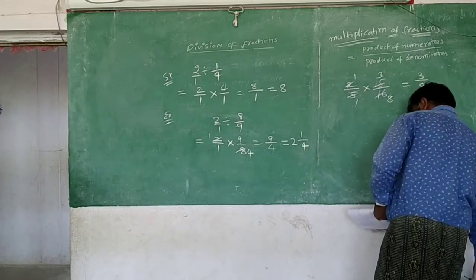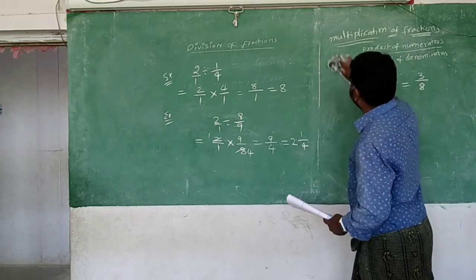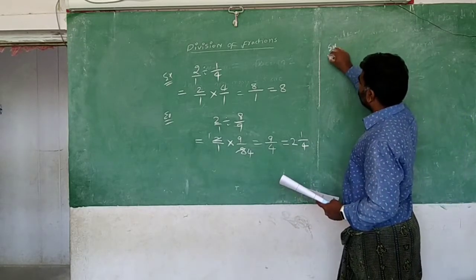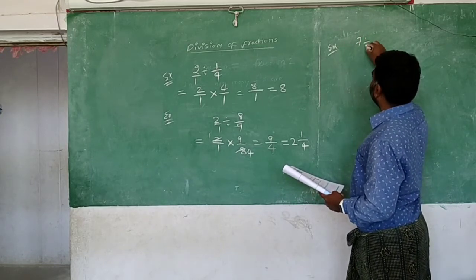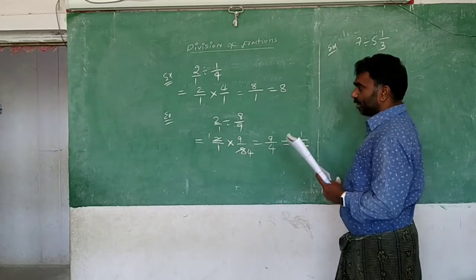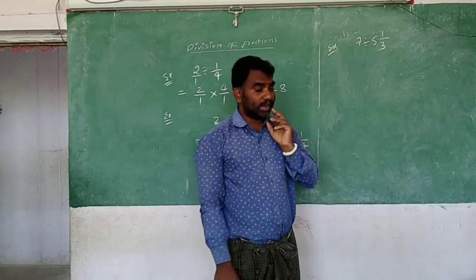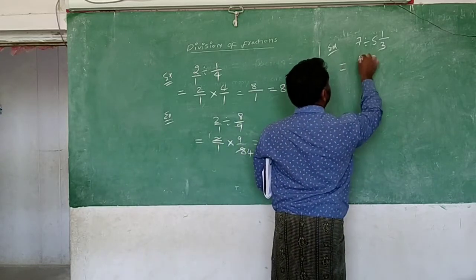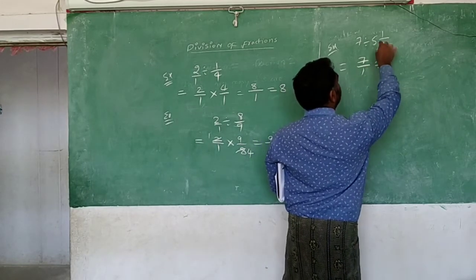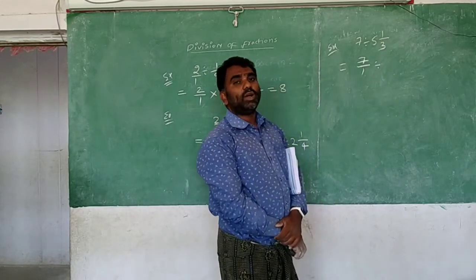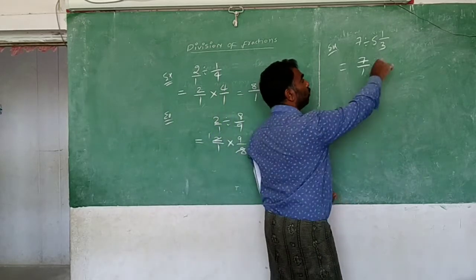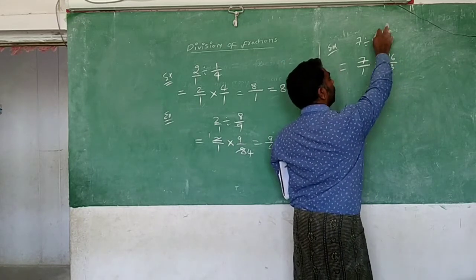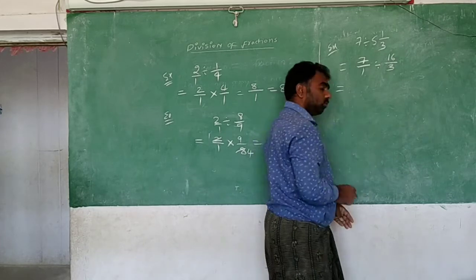Okay, one more example. In page number 41, do this. One example I will say here, it is 7 divided by 5 1 by 3. Okay, first what will I do? I will convert into fraction forms. It will become 7 by 1 divided by, this mixed fraction is there, so I will convert into improper. How do you know? 5 3s are 15 and 1, 16 by 3. Okay, now do the division.